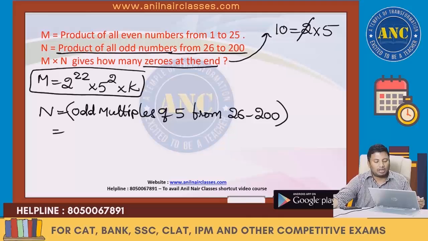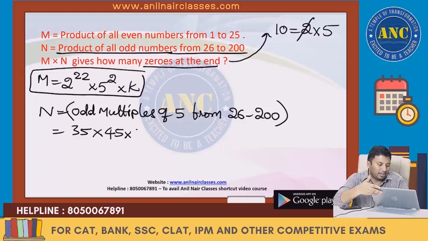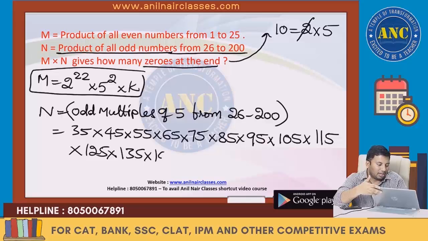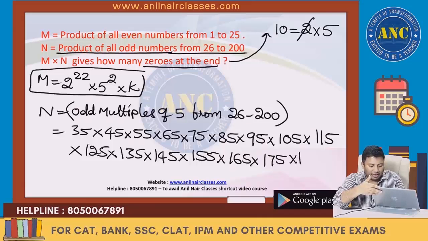What are all the odd multiples? 30 cannot be taken. 35 can be taken. 40 cannot be taken. So it is 45, 55, 65, 75, 85, 95, 105. You might miss out some values, so I am writing it like this. 115 into 125 into 135 into 145 into 155 into 165, 175, 185 and 195.